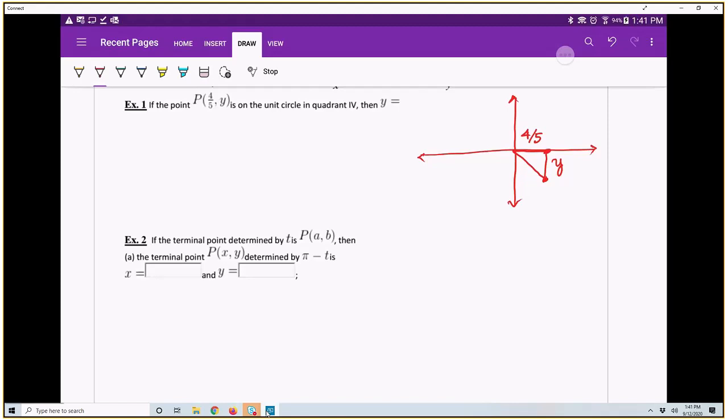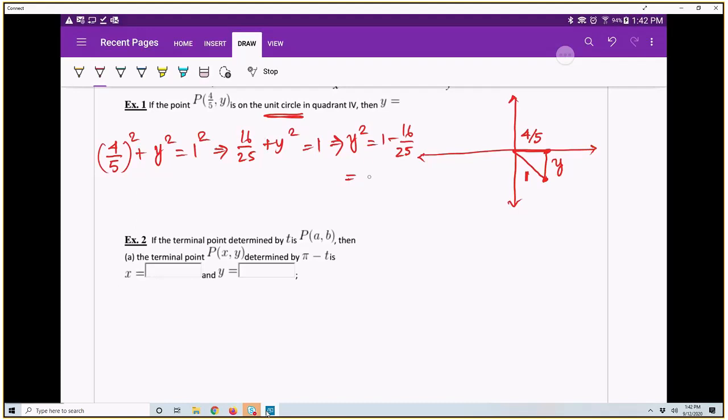Remember, it is on the unit circle, so the radius must be equal to 1 unit, and that's the Pythagorean theorem. So we say (4/5) squared plus y squared is equal to 1 squared. So 16 over 25 plus y squared is equal to 1. I subtract 16 over 25 from both sides, so y squared equals 1 minus 16 over 25, which is 9 over 25. Then, as usual, we take the square roots on both sides. I get the absolute value of y equal to the square root of 9, which is 3, over the square root of 25, which is 5.